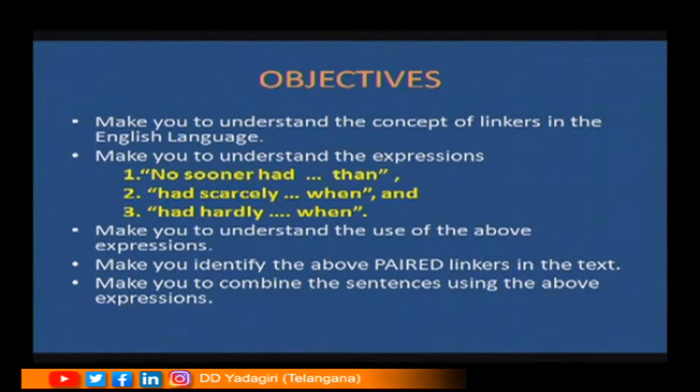Understand the concept of linkers in the English language. Understand the expressions no sooner had than, had scarcely when, and had hardly when. Understand the use of the above expressions. Identify the above paired linkers in the text. Combine the sentences using the above expressions.